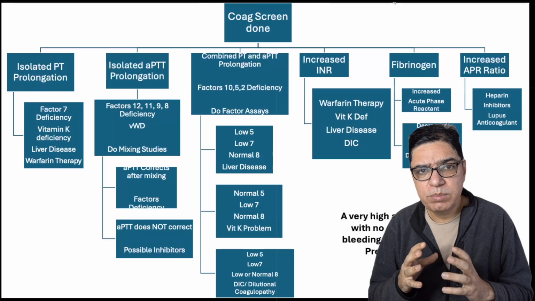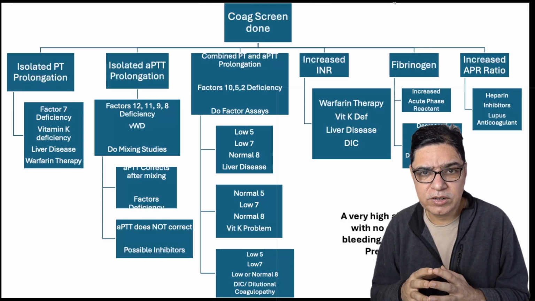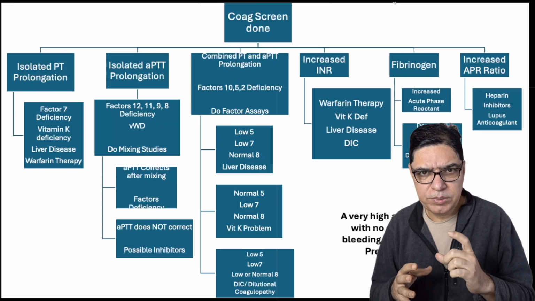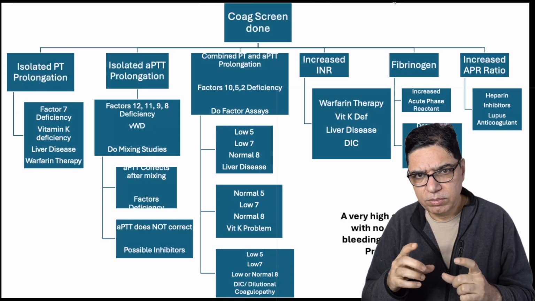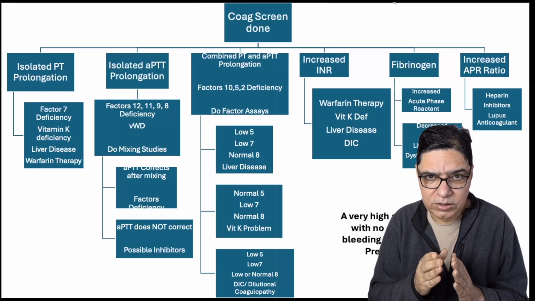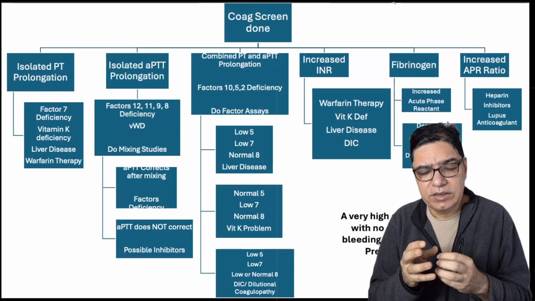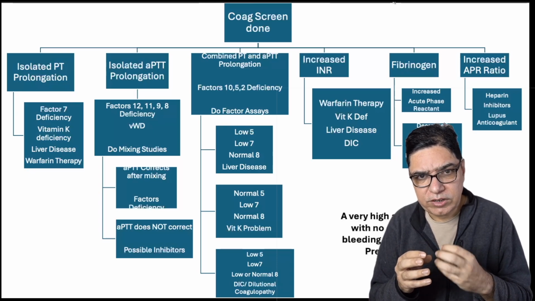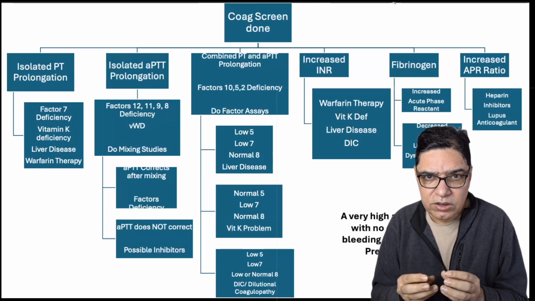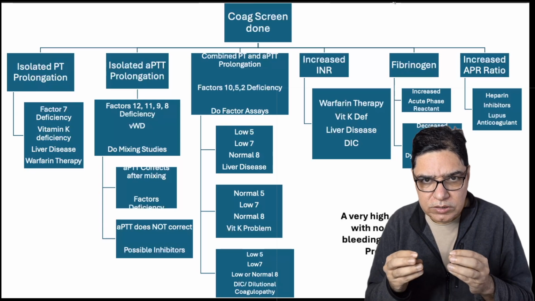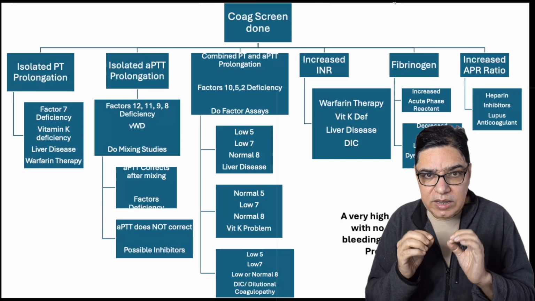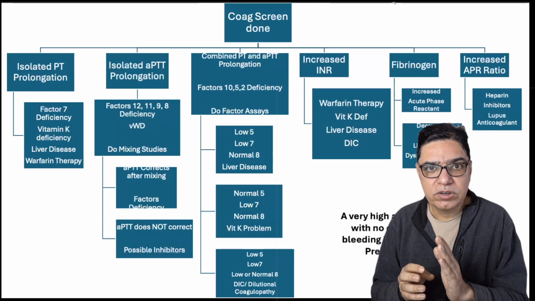So let's say the APTT level is prolonged. Because there are so many factors, we do mixing studies. So what are mixing studies? You take the patient's blood and you take normal plasma, and you mix them together. If there is a factor deficiency and you put normal plasma into that, the factor deficiency would be corrected. So we see if the APTT is corrected after mixing normal plasma into the patient plasma, and we call them mixing studies. If after mixing the APTT corrects, it means you have got some factor deficiency.